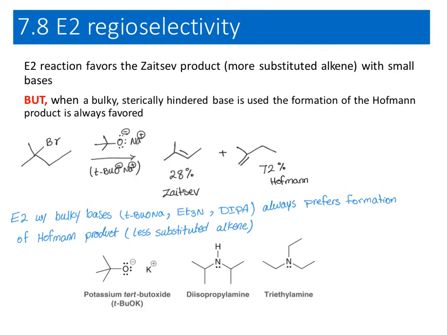So in the exam, if you have the option to think about regioselectivity, you need to look for the base. Ask yourself, is it small or bulky? And based on the answer, you can decide which product would be the major product.